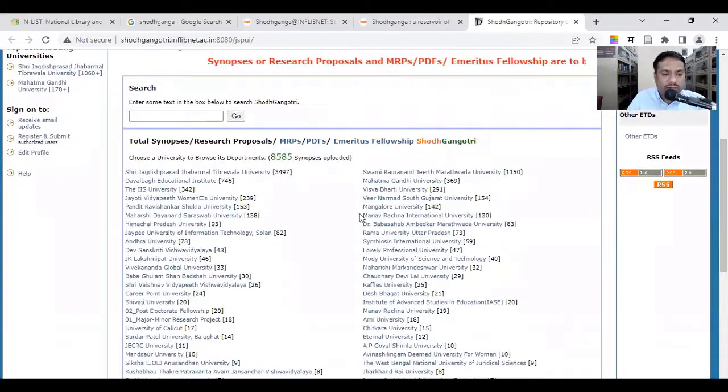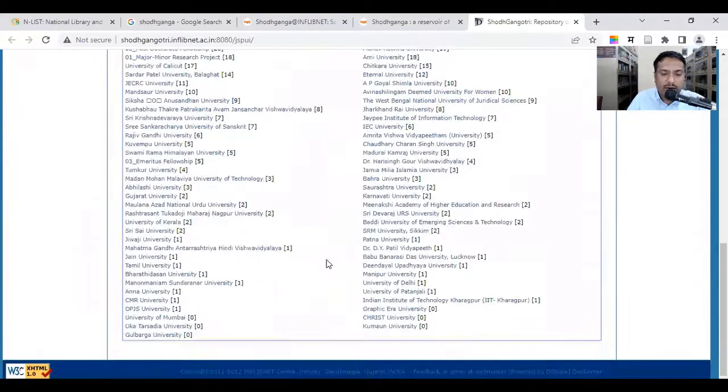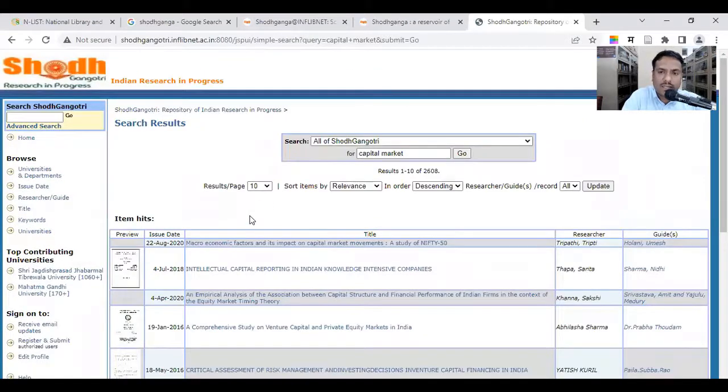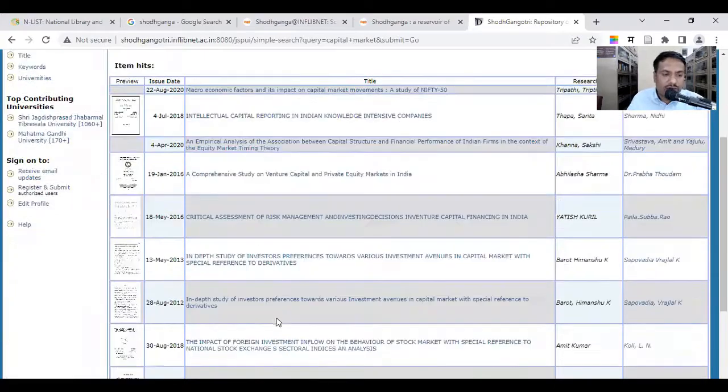So these are the different universities which have uploaded their synopses. Here, first I will write, for example, is there any synopsis on capital market? I'm going to show. Any subject you may select; different subjects and topics are there. Now see here, people have submitted their synopses on the basis of capital market. There are different synopses. So what are the titles?